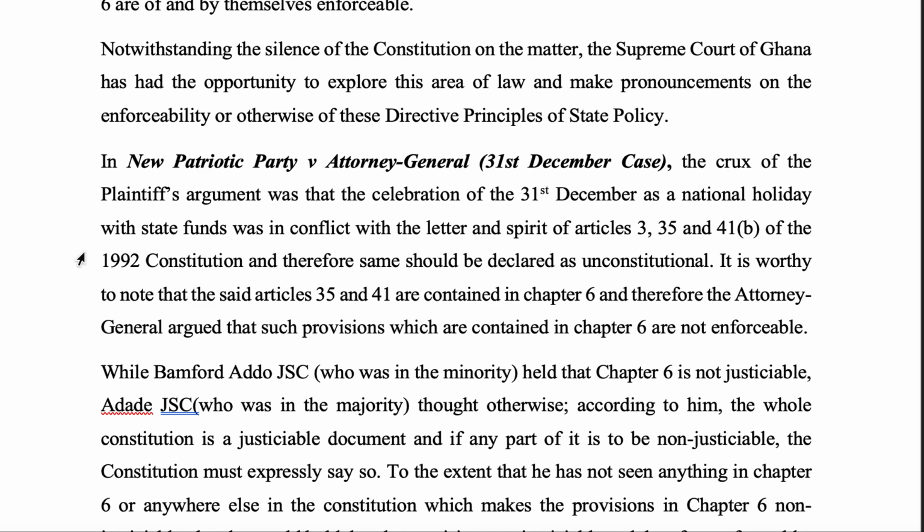So what have we done at this point? What we've done at this point is that we have given the essential facts in the 31st December case that led to even the question about the enforceability of the directive principles of state policy. Because the plaintiff had anchored their case on Articles 3, 35, and 41. Meanwhile, 35 and 41 are in Chapter 6 of the Constitution. So the AG is arguing that those provisions are not justiciable. Of course, the reason will be because he's relying on what the Committee of Experts had said.